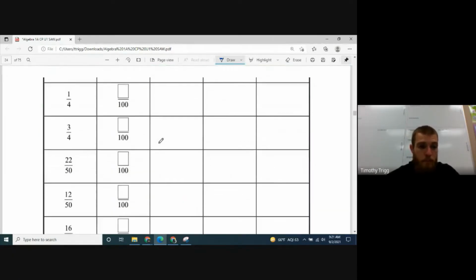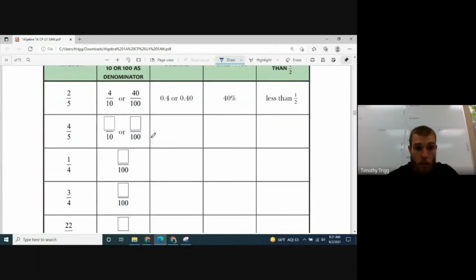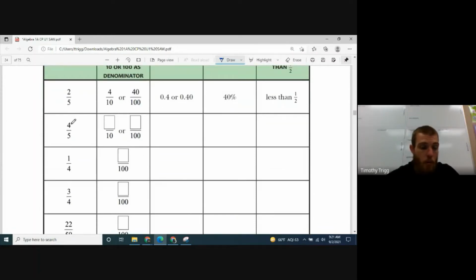So let's go ahead and work on these. So 4 out of 5. If I want to make the denominator 10, I would have to multiply by 2. 5 times 2 to get 10. So I multiply top times 2. That's 8 out of 10. If I want to make it out of 100, 5 times what gives me 100? Well, it's 5 times 20 to get 100. And 4 times 20 to get the new numerator. This would be 80.